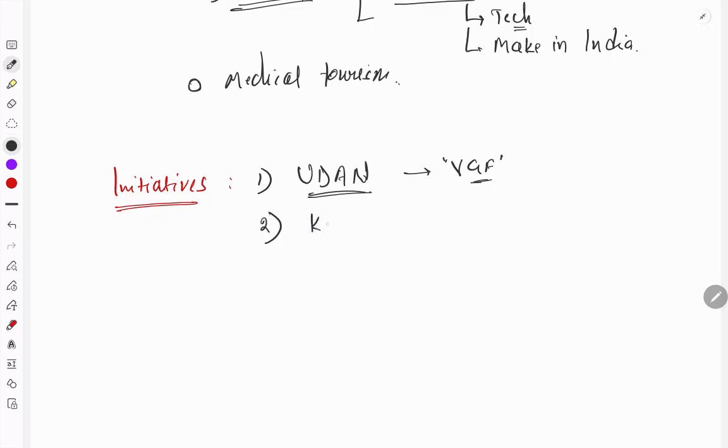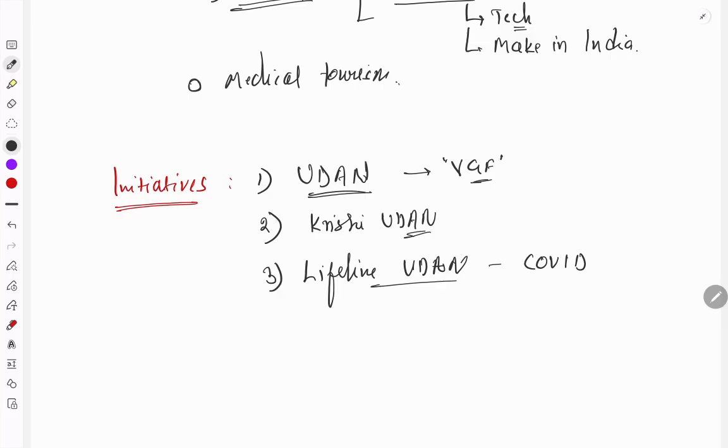Other schemes like Krishi Udan. What is Krishi Udan? To facilitate agricultural trade and agricultural transportation. Third is the Lifeline Udan scheme. It was initiated during the COVID-19 period so that medical oxygen could be transported from one place to another wherever it was required. The next is ease of travel, like the Digi Yatra scheme. Digi Yatra scheme, if you have heard, is faceless checking at the airport so that ease of travel can be ensured.